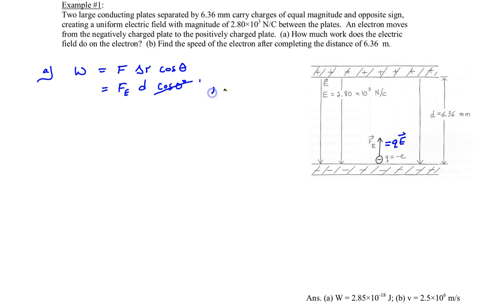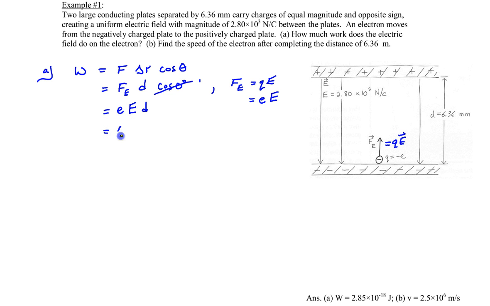And the magnitude of the electric force is equal to the charge times the strength of the electric field. Since we're just looking for the magnitude, we're just going to put in an e instead of a negative e, and then multiply by capital E, which represents the electric field strength. So the work can be calculated by multiplying the magnitude of the charge of the electron by the electric field strength, then multiplied by the distance that it moved, d. Now let's substitute the values.